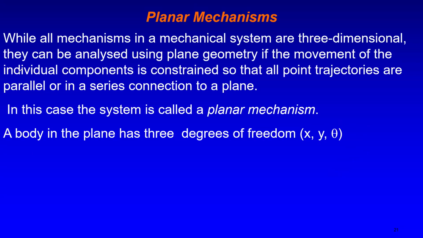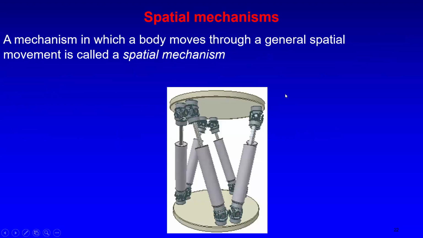Now, let's continue. There is also what we call spatial mechanisms. The other one was planar. Now this is spatial, right? A mechanism in which a body moves through a general spatial movement is called a spatial mechanism. You can see in this example, this is in this direction, this is in this direction, this is in this direction. So it is really spatial, right? All right.